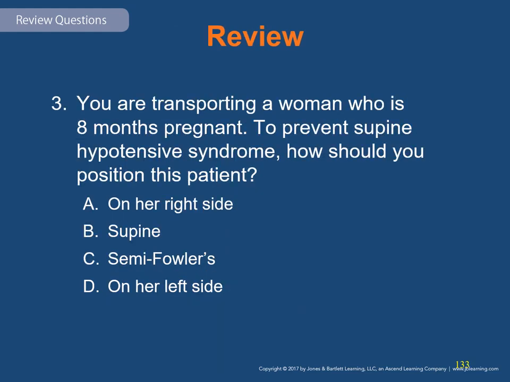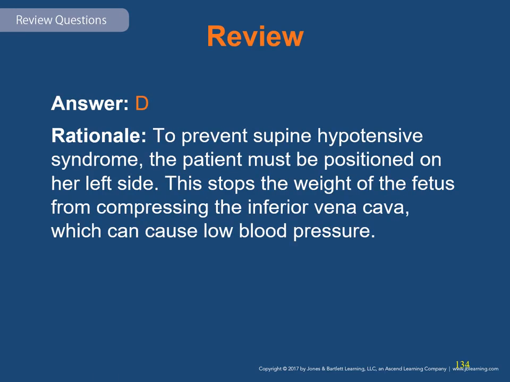Review question 3. You are transporting a woman who is 8 months pregnant. To prevent supine hypotensive syndrome, you should have positioned this patient A. on her right side, B. supine, C. semi-Fowler's, or D. on her left side. The correct answer is D. To prevent supine hypotensive syndrome, the patient must be positioned on her left side. This stops the weight of the fetus from compressing the inferior vena cava, which can cause low blood pressure.